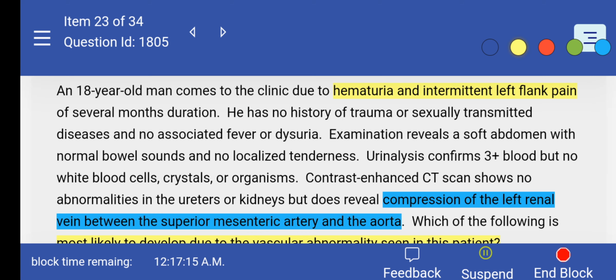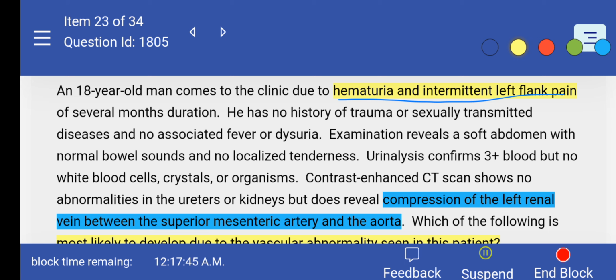Okay, continuing with question number 23. An 18-year-old man comes to the clinic due to hematuria and intermittent left flank pain of several months duration. He has no history of trauma or sexually transmitted disease and no associated fever or dysuria. Examination reveals a soft abdomen with normal bowel sounds and no localized tenderness. Urine analysis confirms three positive blood but no WBC, crystals, or organisms.